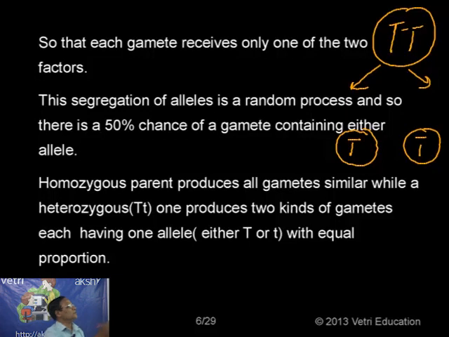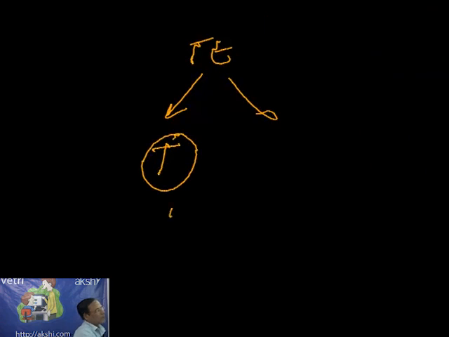But when the heterozygous individuals form gametes, suppose this is a heterozygous individual, it produces 50% of the gametes with a capital T and 50% of the gametes with a small t.